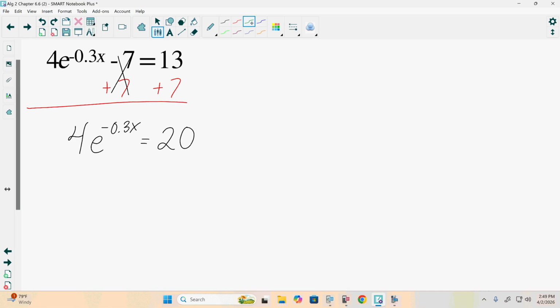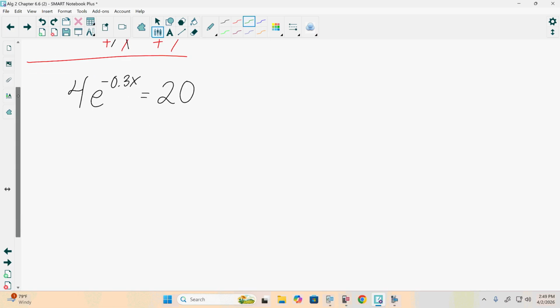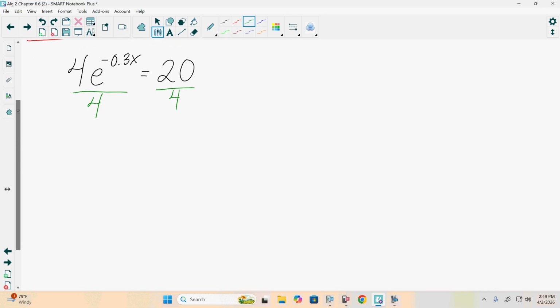Are we good to apply the natural log yet? We have to divide both sides by 4. We could do it here, but it's going to be easier to divide both sides by 4 first, because this would give us e to the negative 0.3x is equal to 5. I'm just moving it over just a hair. Because it would have worked, but we'd have to rewrite.